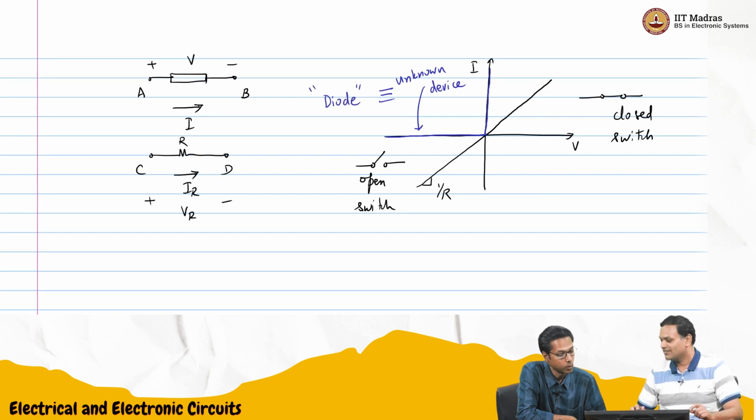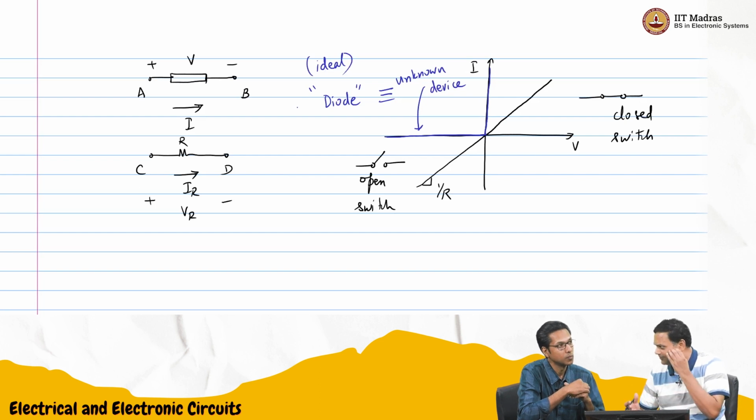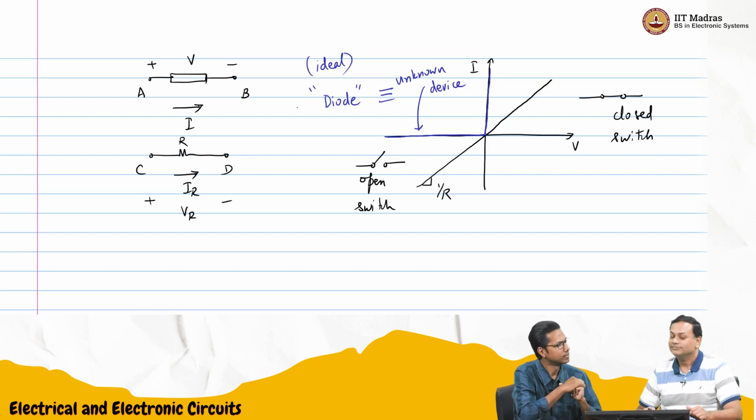Such a device, which gives a very similar characteristic, is called a diode. An ideal diode will give this characteristic, so I'll add that here. A real diode may look slightly different. Then what is this real diode?